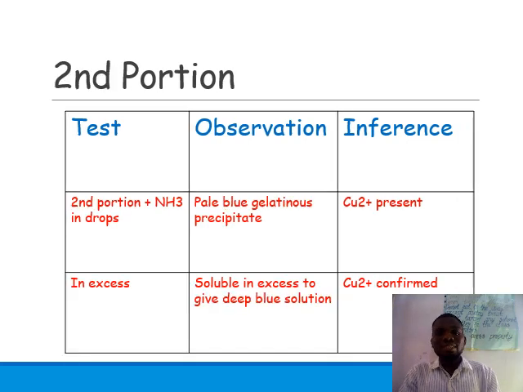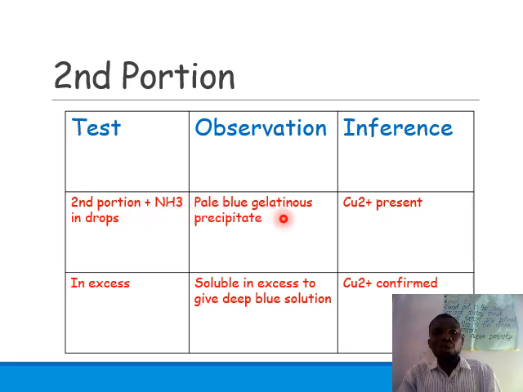Now, the next test, second portion. You take from your bulk sample, and you discard that one. You may rinse the test tube. Then you take another portion from the bulk solution you made in the first place. Now, you say second portion plus NH₃ in drops. Please, NH₃ aqueous actually. NH₃ aqueous, that's liquid ammonia.